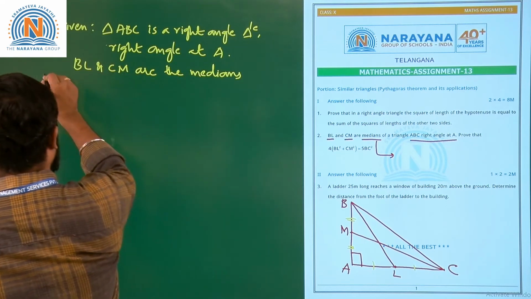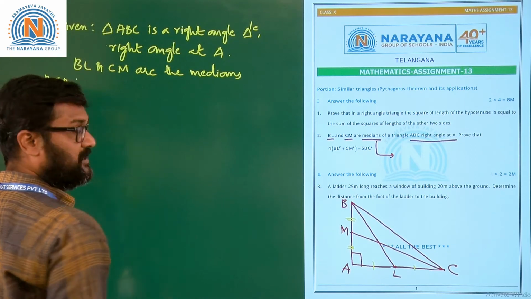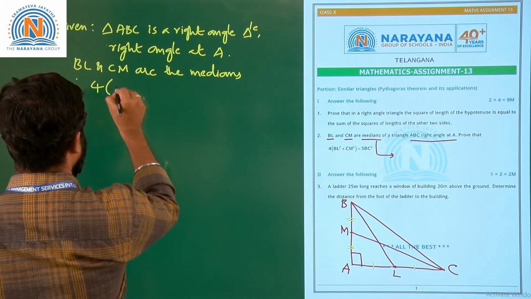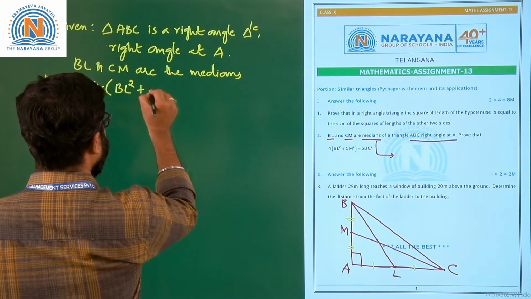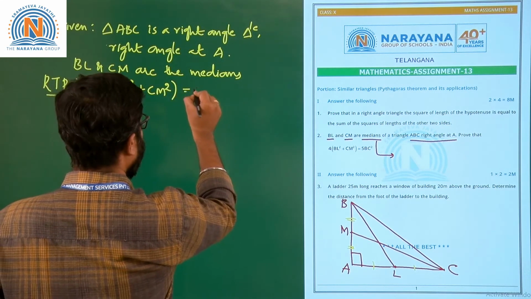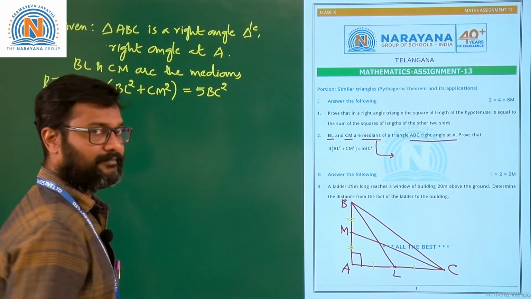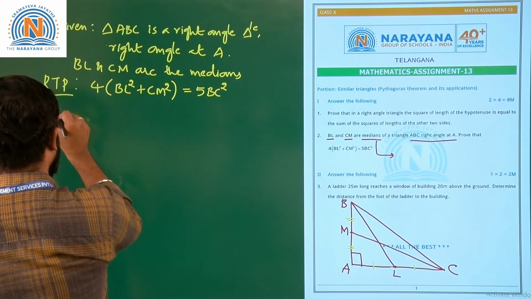So what do we need to prove, children? RTP, that is required to prove, that 4 times BL square plus CM square is equal to 5 BC square, isn't it? This we need to prove. So let's start our proof here.